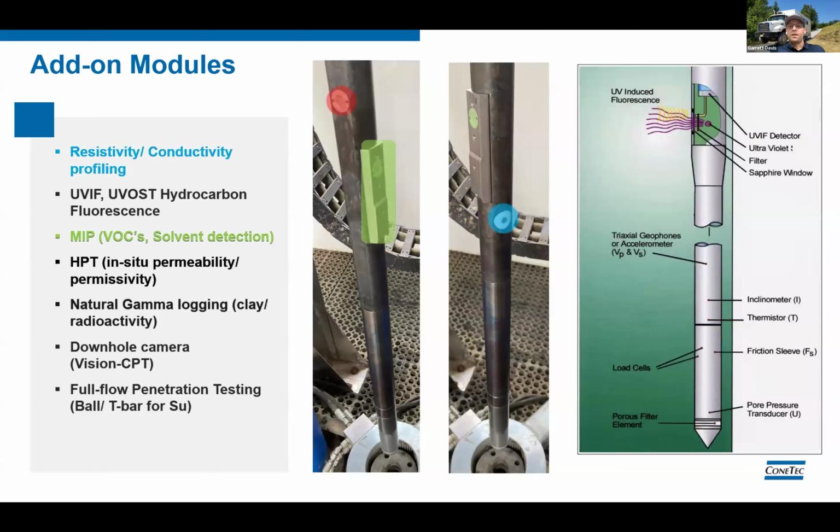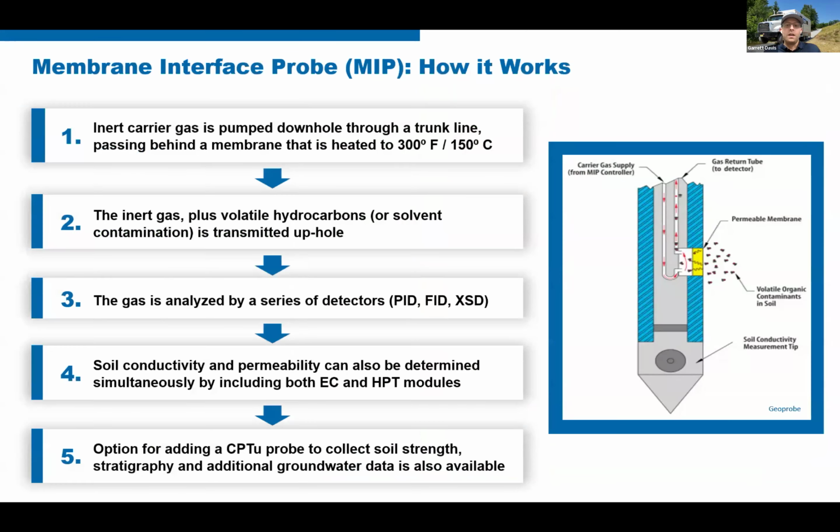So these add-on modules are attached to the tool string directly behind the cone penetrometer, and they may include sensors for, as we talked about, electrical resistivity, volatile organic compound and solvent detection from the MIP, permeability, your K value from HPT, and even radioactivity by using gamma logging. We'll touch on a couple of those here.